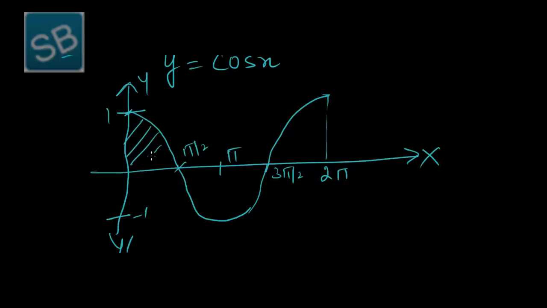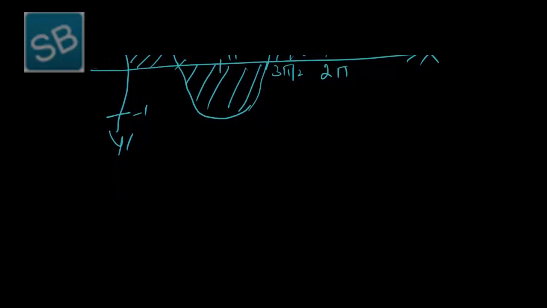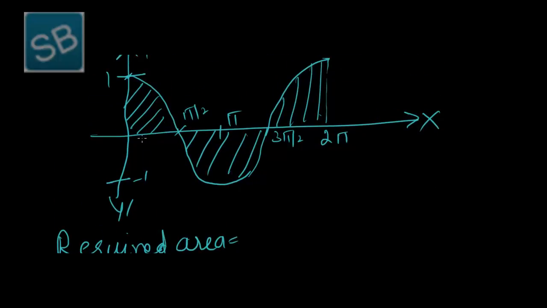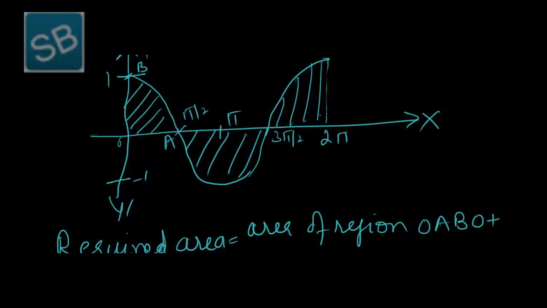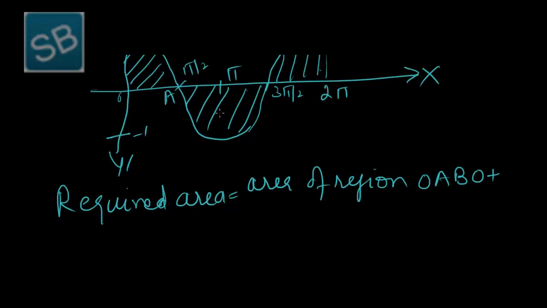So we have to find the area of these three regions. So we can see that this is the case when the curve cuts at multiple points. So the required area is the area of region OABO plus the area of region ACDA.